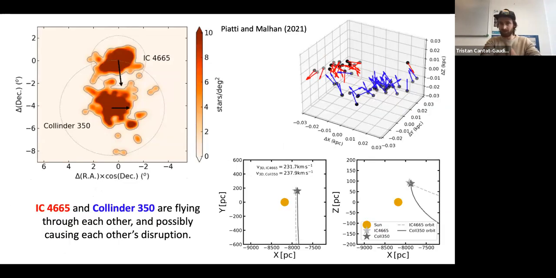Quickly, a very simple example, but that's also a recent paper. Andres Piatti and Piatti Mahan have shown that these two clusters that are completely unrelated, different ages, they come from different places in the Milky Way, they're flying through each other. And they can feel each other's presence, and this is driving their disruption. So they have this elongated shape, and this comes from the fact that crossing each other gives them a shock that will also drive their disruption. So it's the only example that I know of such a situation, but that's showing us that we can see great detail about the individual stars within each cluster.